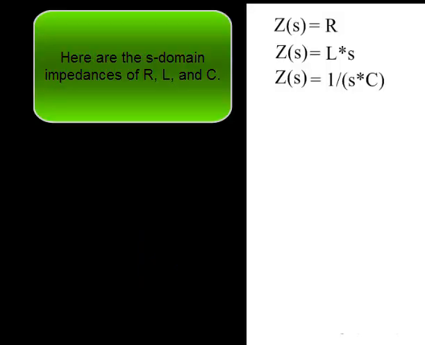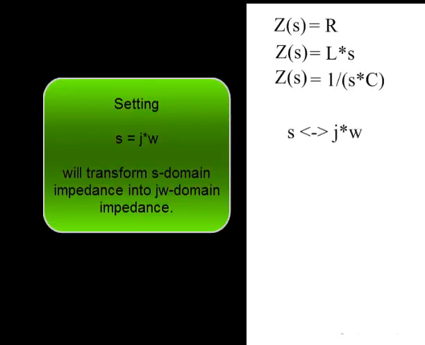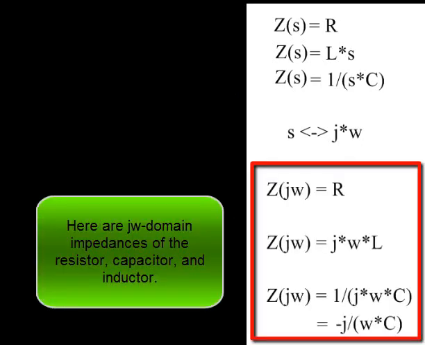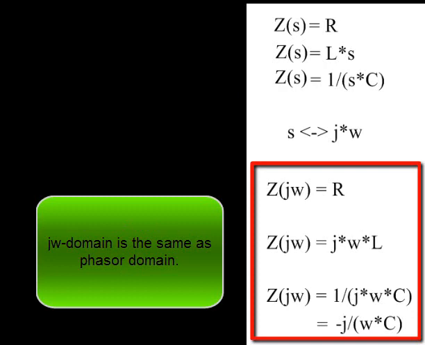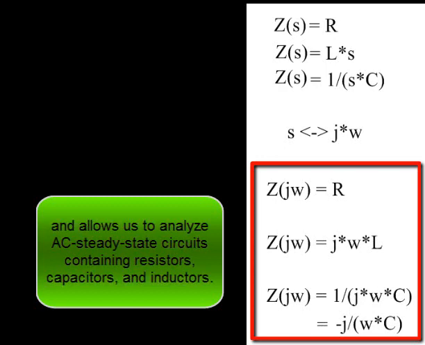Here's the S domain impedances of all 3. Just setting S equal to J omega will transform from the S domain to the J omega domain. And here are the J omega domain impedances of the 3. J omega domain is the same as phasor domain. Phasor impedance is a complex number and allows us to analyze AC steady-state circuits containing resistors, capacitors, and inductors.